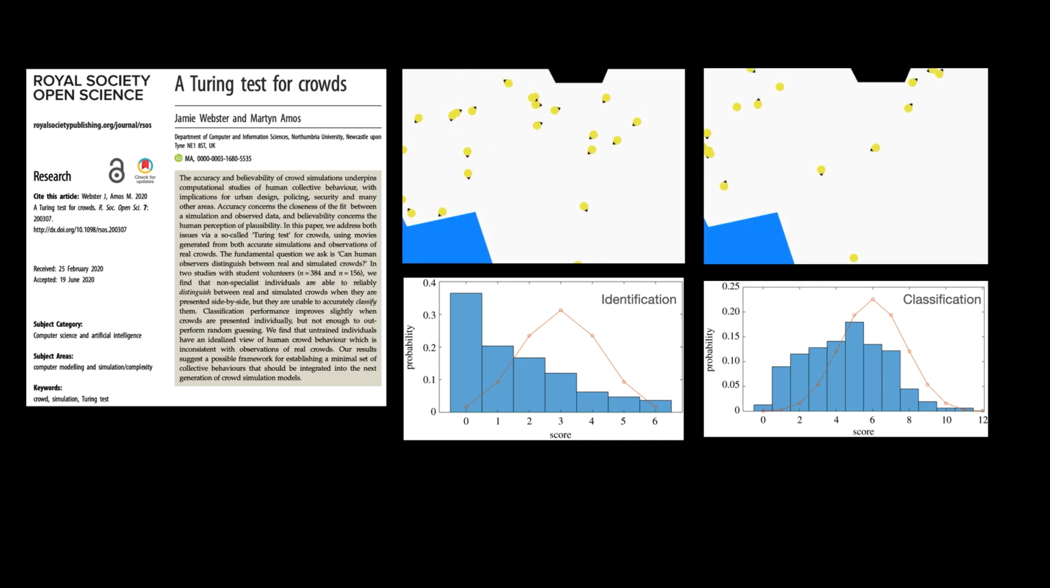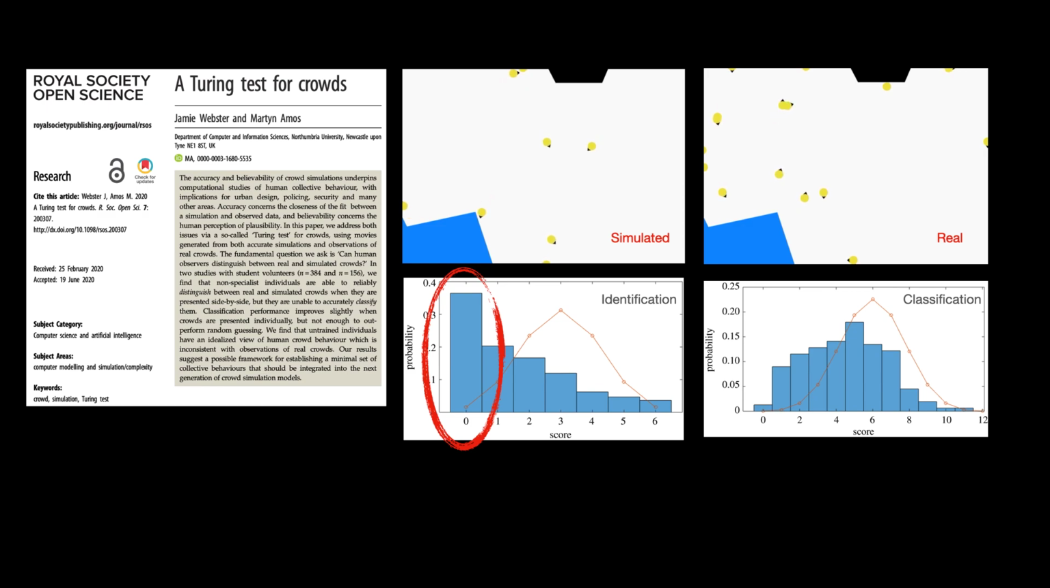So here we see an example test where one of the movies represents a real crowd and the other represents a simulated crowd. Try to see if you can tell which is which. Which is the real crowd, which is the simulated crowd. So the one on the left is simulated and the one on the right is real.